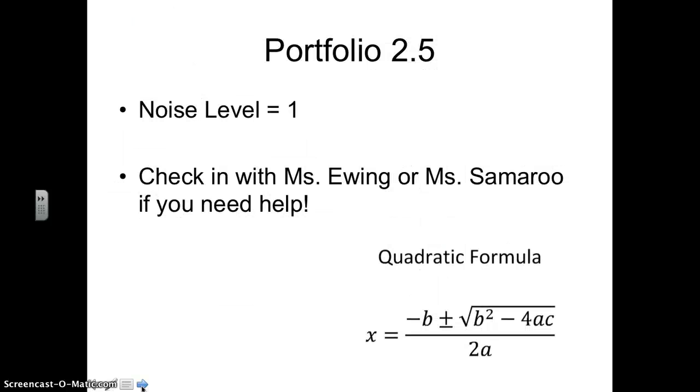Now, what you're going to do is just practice working on this quadratic formula. Check in with Miss Ewing or myself if you need help. And remember, the quadratic formula's negative b plus or minus the square root of b squared minus 4ac all over 2a. Alrighty, there you go. Remember, sing the song if you forgot what it is.